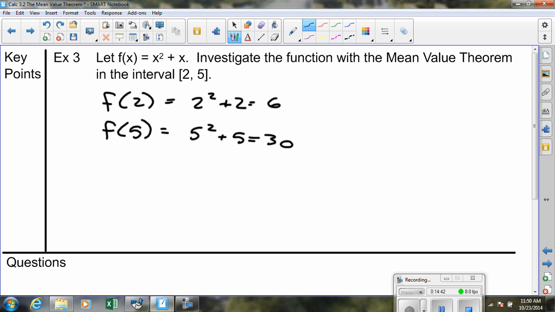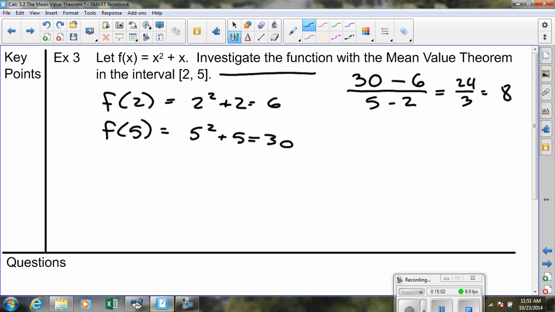We could then put this stuff together and say the slope between these, f of 5 subtract f of 2, over 5 minus 2, 24 over 3, tells us the slope is equal to 8. Well, I would like to have an equation of the line then. We know that the slope between the 2 points is 8. In order to have the equation, we could have y minus y1 equals slope times x minus x1.